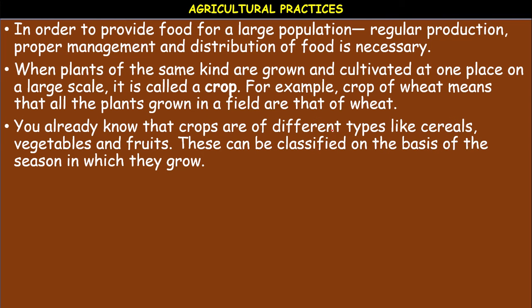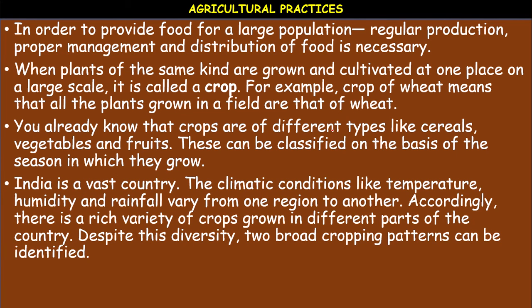You already know that the crops are of different types like cereals, vegetables and fruits. So, these can be classified on the basis of season in which they grow. Okay? India is a vast country. The climatic conditions like temperature, humidity and rainfall vary from one region to another region. Accordingly, there is a rich variety of crops grown in different parts of the country.